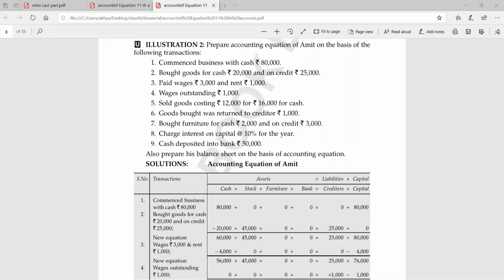Then this transaction is new for you. Transaction number 8, I will tell you in the question when we will be solving it. Not now. Then come to transaction number 9. Cash deposited into bank 50,000. You were having cash in excess, so you have deposited the excess cash into bank. Which two accounts will be affected with this transaction? Yes, cash and bank balance.